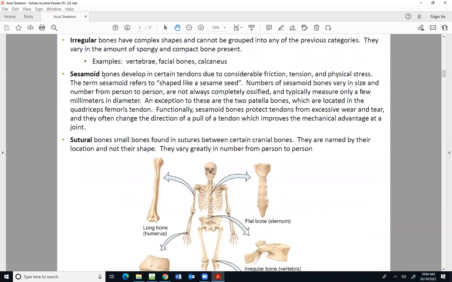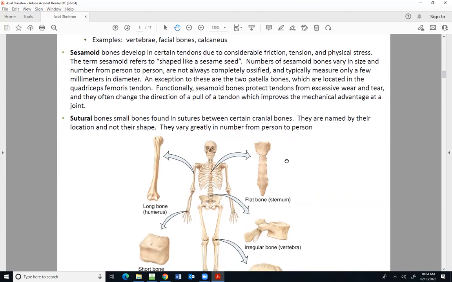Irregular bones, just really there's no other specific category for them, so we just kind of throw them in this one. So they have complex shapes, cannot be grouped into the other previous categories, and they vary in the amount of spongy and compact bone that they have. They include all the vertebrae, your facial bones, and then your heel bone, which is the calcaneus.